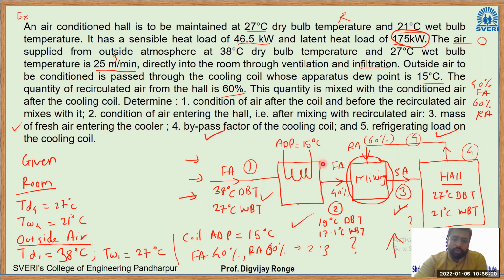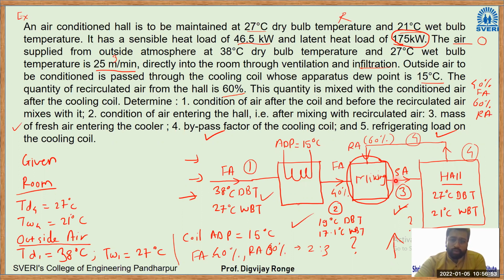So we have a cooling coil whose ADP is given, that is 15 degrees Celsius. Fresh air is coming, its condition is 38 degrees Celsius DBT, 27 degrees Celsius WBT. It is already given in the example. Now what will happen? This will pass on to the cooling coil. It will get cooled and dehumidified. Now this cooled and dehumidified fresh air will mix with the return air in the mixing chamber. So there will be adiabatic mixing here, 60 and 40. Then we will get a supply air.